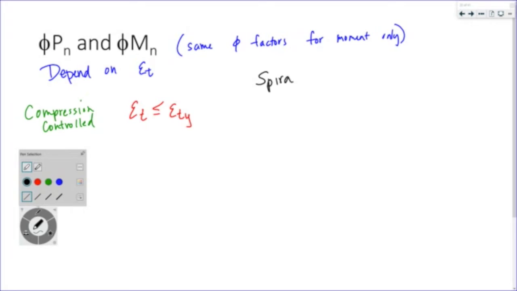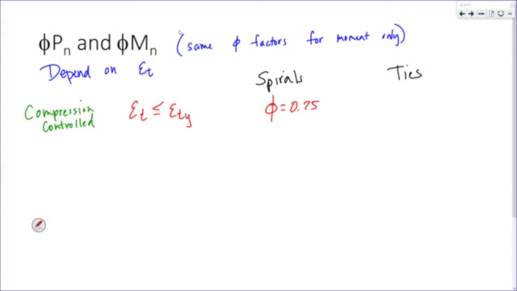Spirals versus ties. This is all in that table. But if we have spirals, our phi is 0.75. And if we have ties, our phi is 0.65.